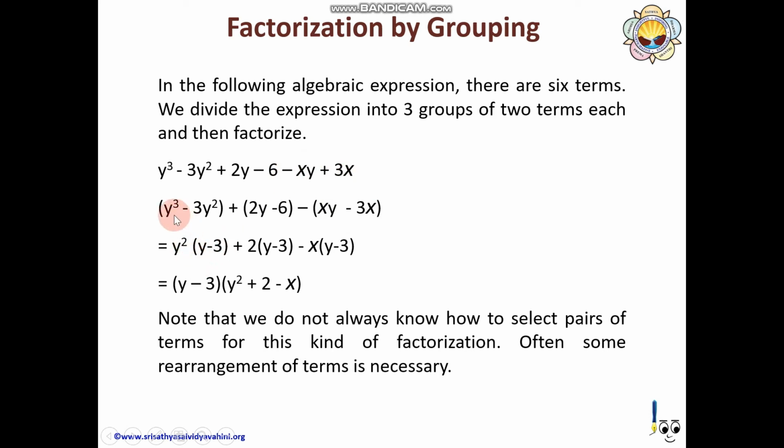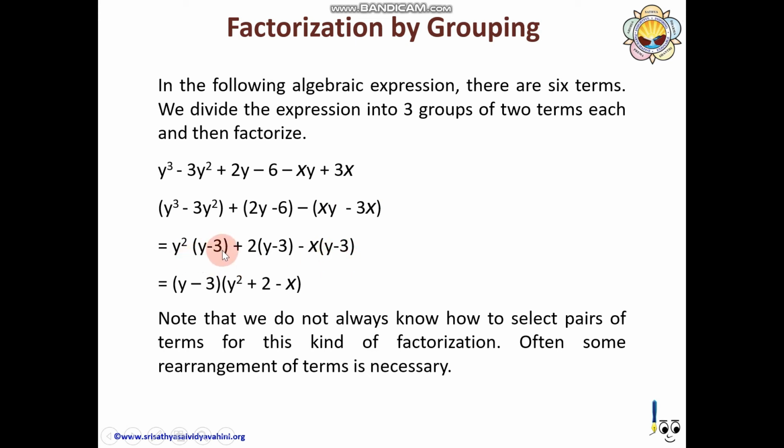Now we'll consider this. What is the common factor here? You see y cube and here y square. So the highest common factor will be y square. If you take out y square, what will be left? y minus 3. Similarly in this, what is the highest common factor? 2, because 6 is divisible by 2, and if you take out 2 as common, what will be left? y minus 3, because 2 threes are 6. Similarly, what is the common factor here? x. If you take out x, what will be left? y minus 3.